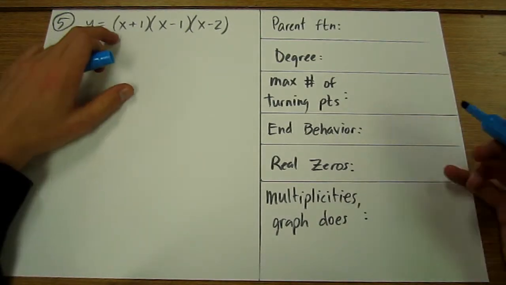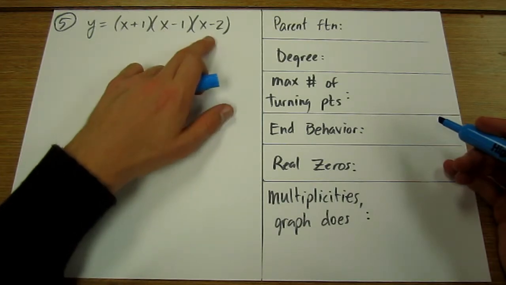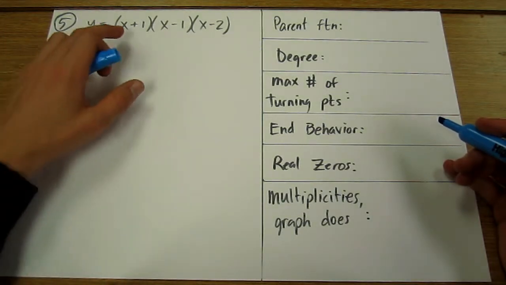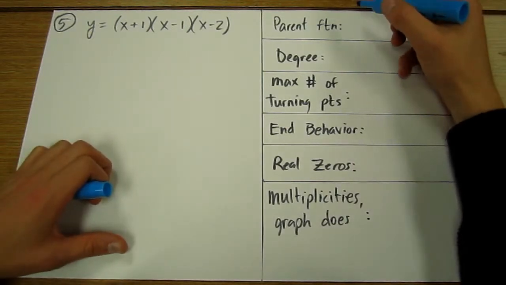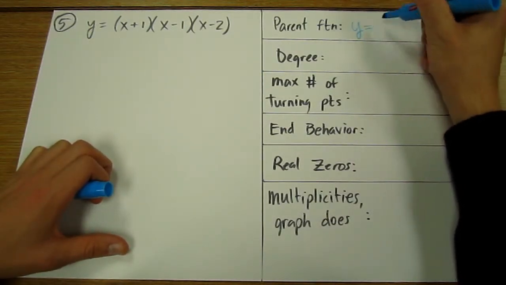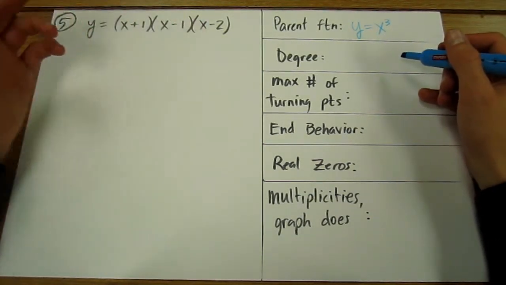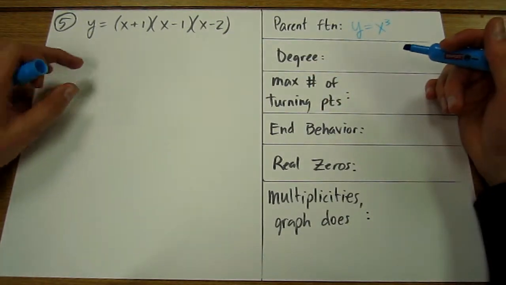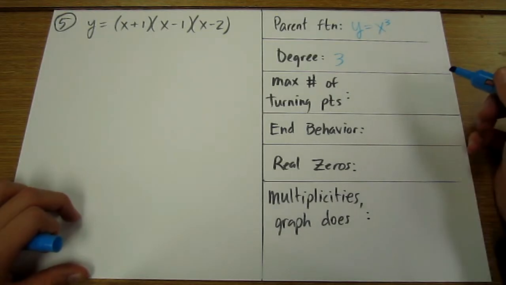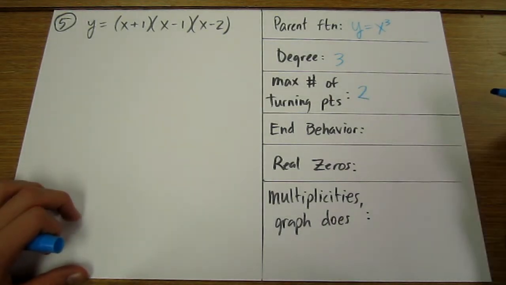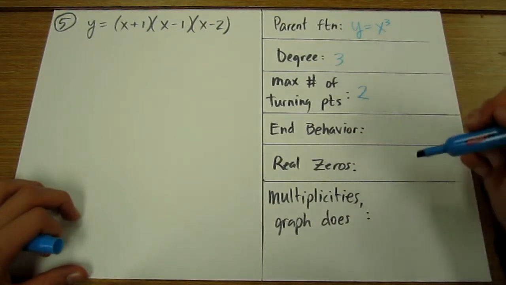For question number 5, we have 3 different factors here: x plus 1, x minus 1, and x minus 2. If we were to factor this whole thing out, much like what we did with number 4, our parent function is going to come out to be y equals x to the third, because x times x times x is going to get us our highest powered term. Our degree is 3. Our maximum number of turning points is 1 less than that, so 2. So we can change direction at most twice.